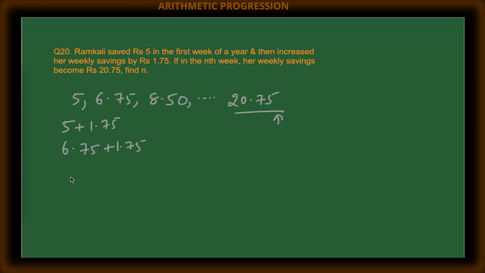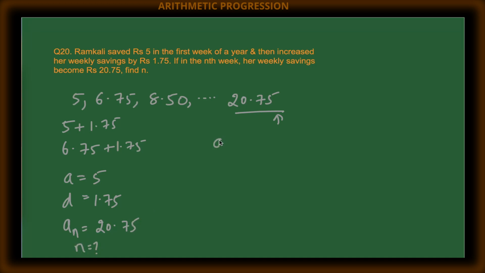So here we have a. Yes, a is 5. Do we have the difference? Yes, the difference is given as 1.75. If you subtract 6.75 minus 5, it becomes 1.75. The same thing here. So from the question itself, the common difference is 1.75. The common difference between each week is 1.75. And the value 20.75 is also there, which we can say is an. The nth term value is 20.75. So we need to find n here, which week it is.